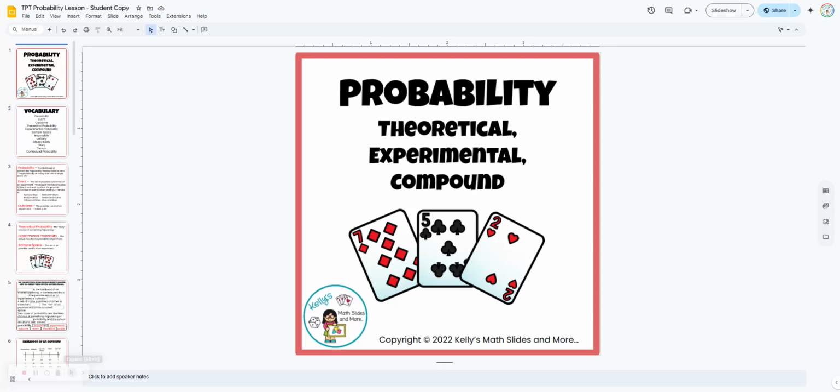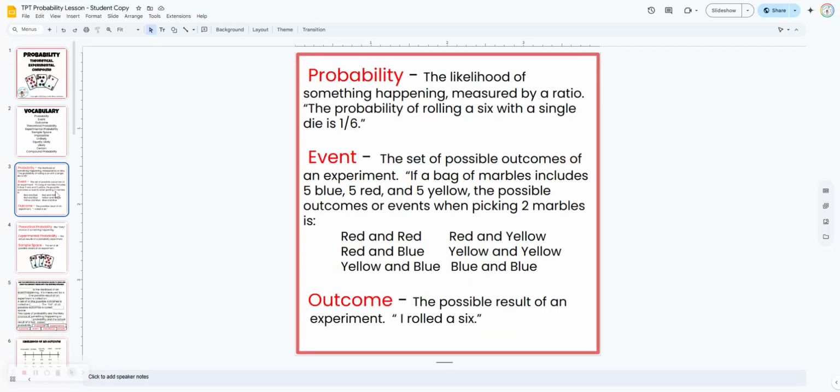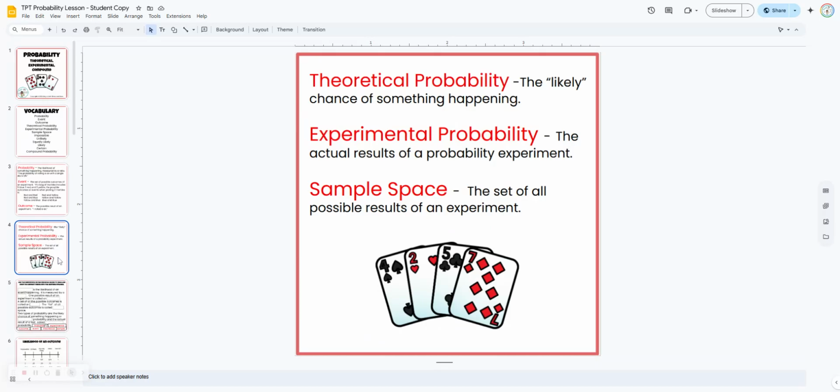Probability: theoretical, experimental, and compound. This is a digital lesson, and the lesson starts with some vocabulary, so you want to go through these with the students. Probability, event, outcome, theoretical probability, experimental probability, and sample space.